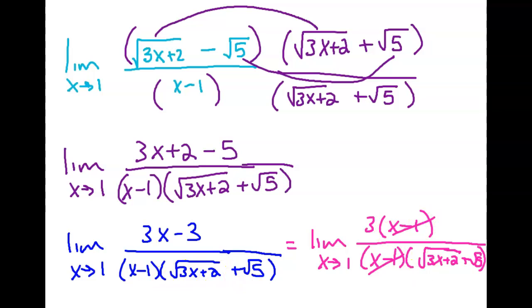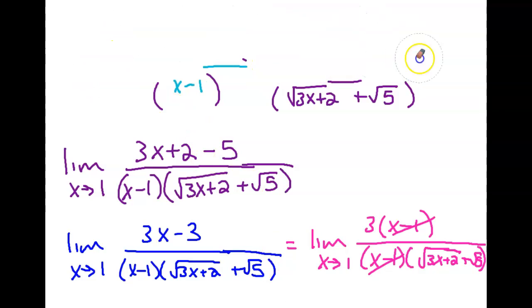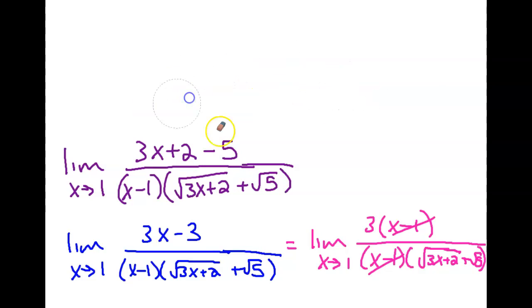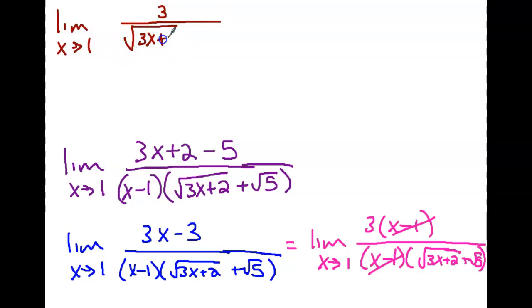Okay, I'm going to just erase some stuff up here so I have room to write. So I'm just going to go back up there with the rest of this problem. So here's what we have. The limit as x approaches 1, the numerator is just 3. The denominator is just the conjugate. So 3x plus 2 radical and then root 5.